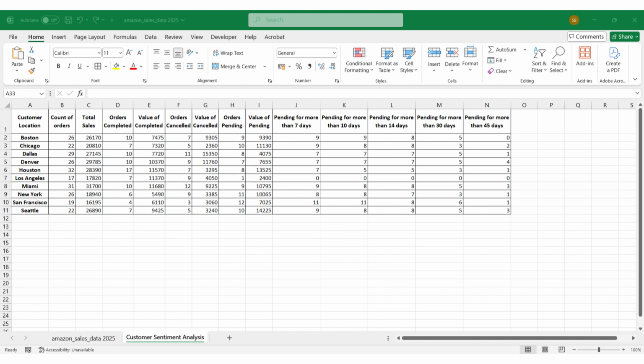To truly improve customer sentiment, this store must prioritize order fulfillment, streamline its supply chain, and maybe even adopt better tracking systems to prevent such long delays in the future.